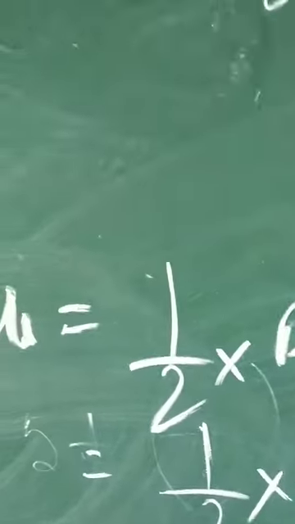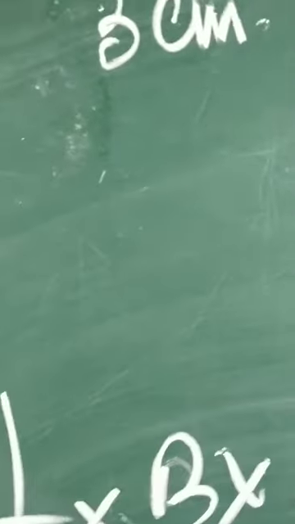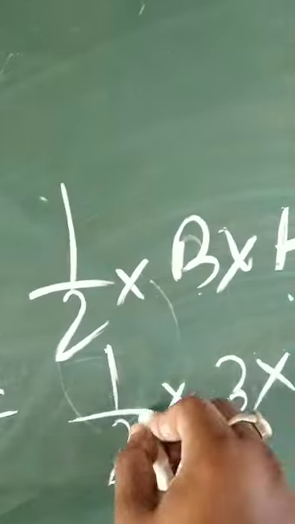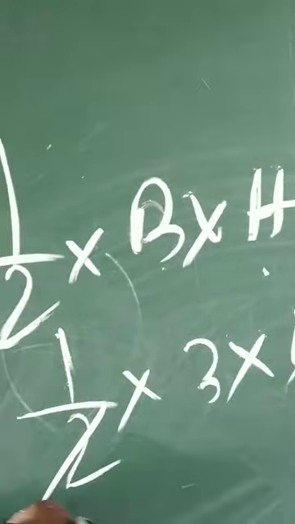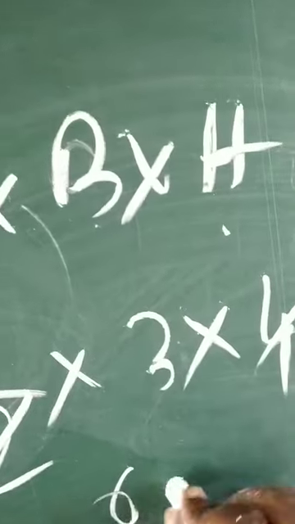Half from the formula, base is 3 centimeter. Fine. And the height is 4 centimeter. Right? So this 2 and 4 will be cancelled. 3 2s are 6 centimeters square.